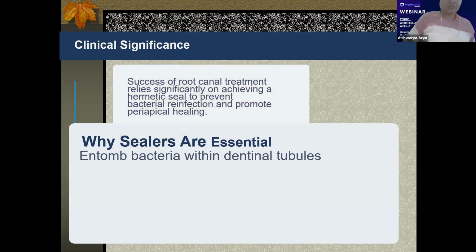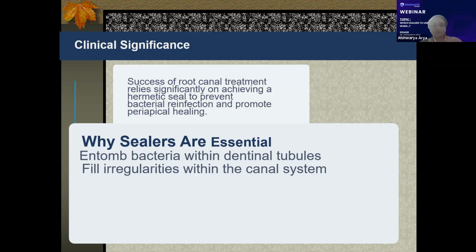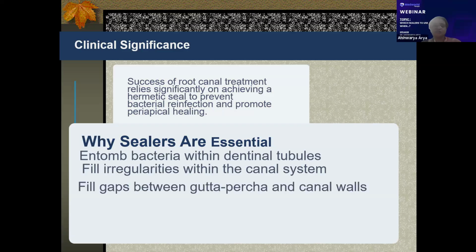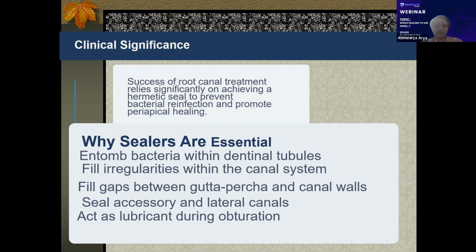The sealers are very essential because they help in entombing any bacteria which might be present within the dentinal tubules. They also help in filling any irregularities present in the root canals, and in filling gaps between the gutta-percha and the canal walls. They help in sealing the accessory and lateral canals, also act as a lubricating agent during obturation, and help in bonding the core material to the canal walls. These are very important and significant features that we need to understand, that is, why we need sealers and why this topic we are discussing is very important.